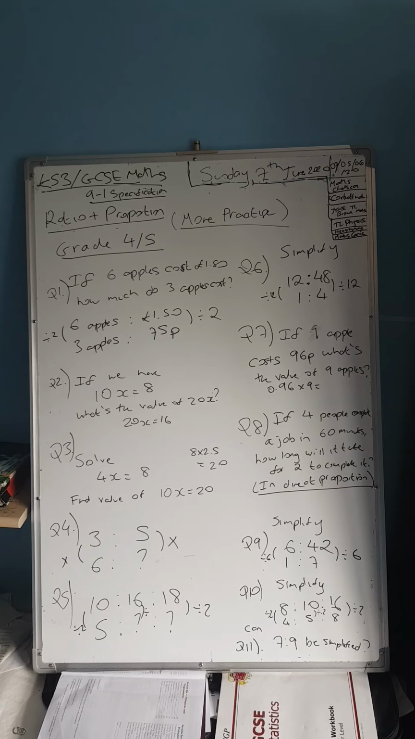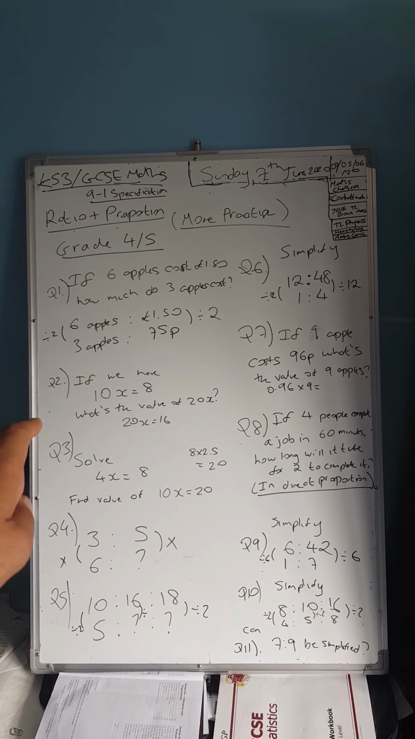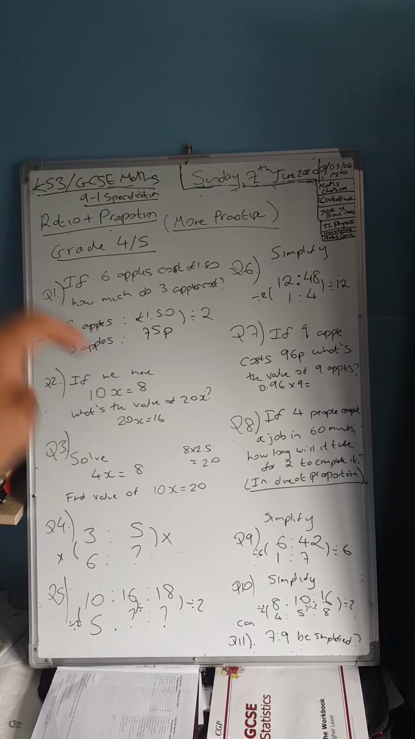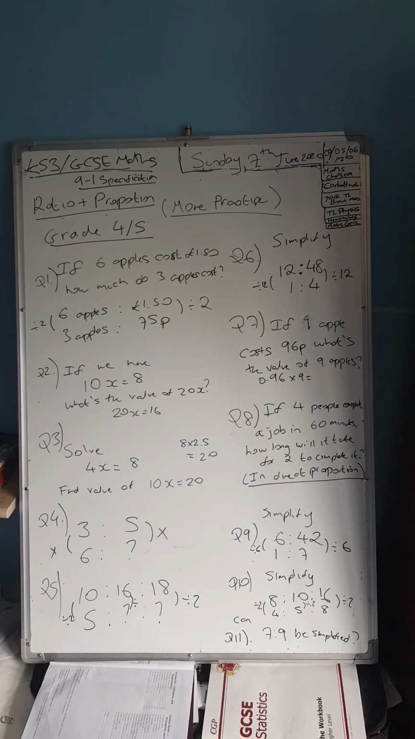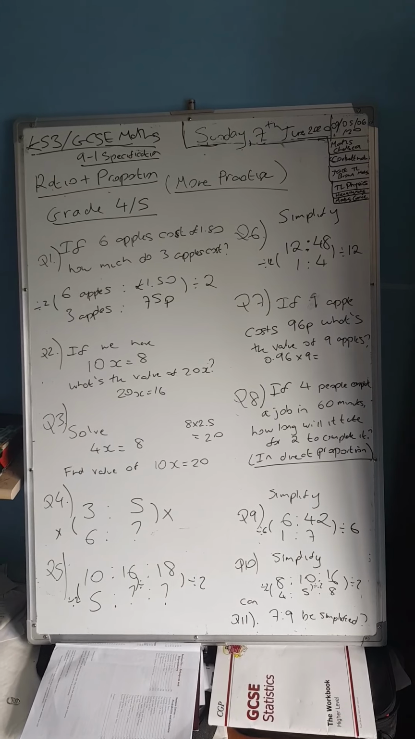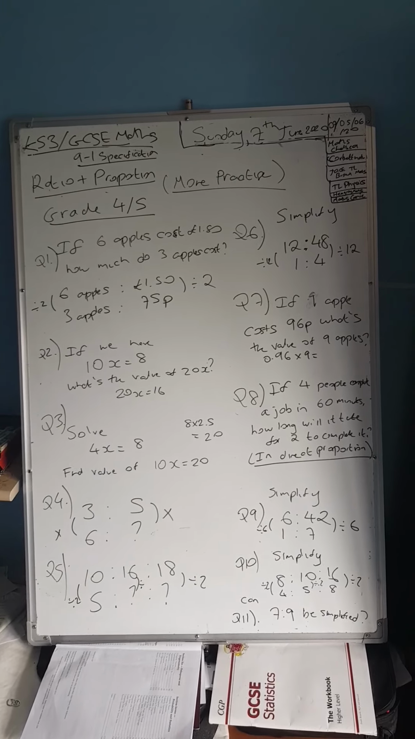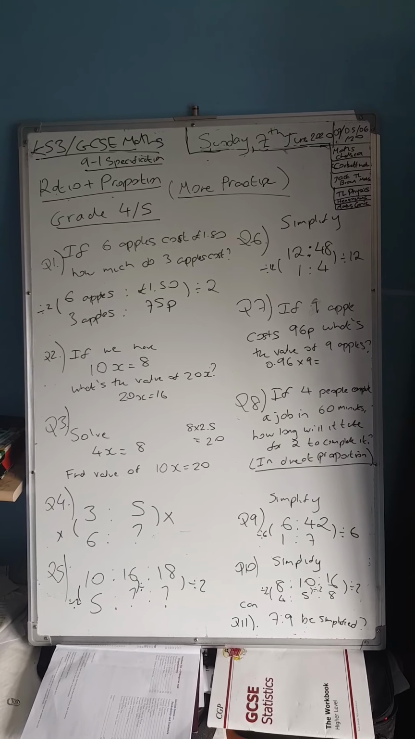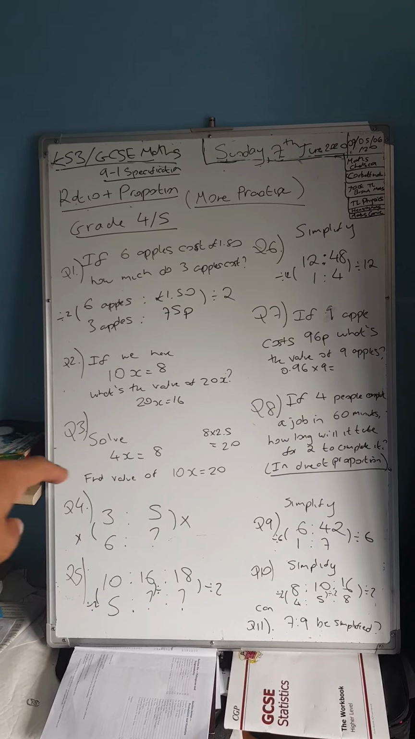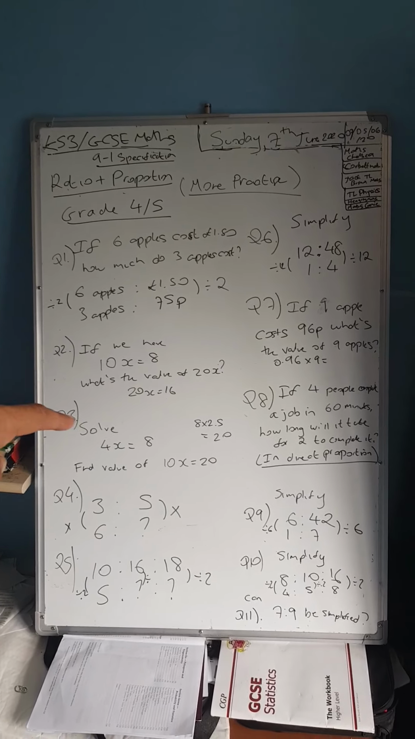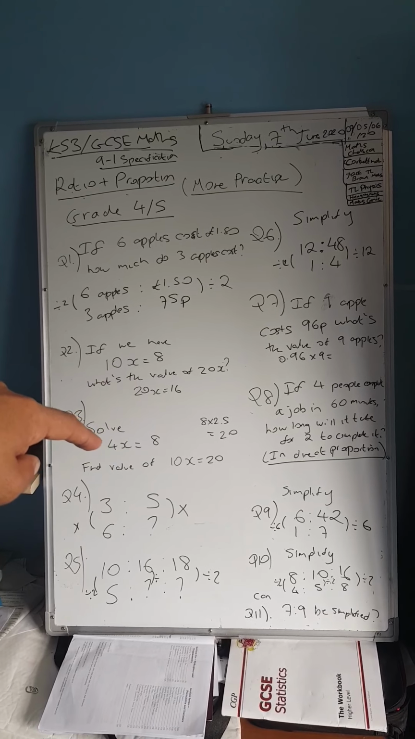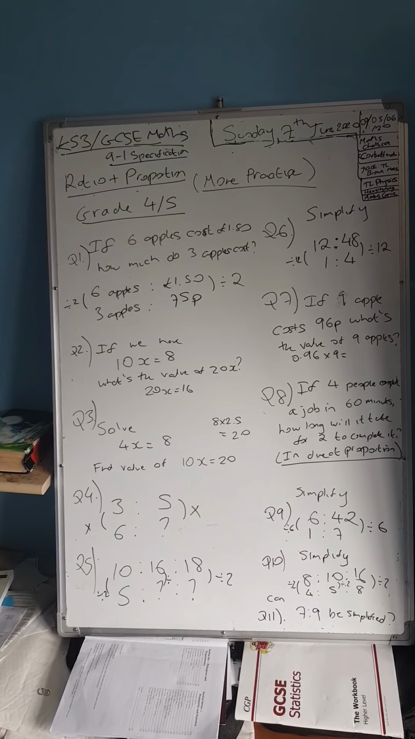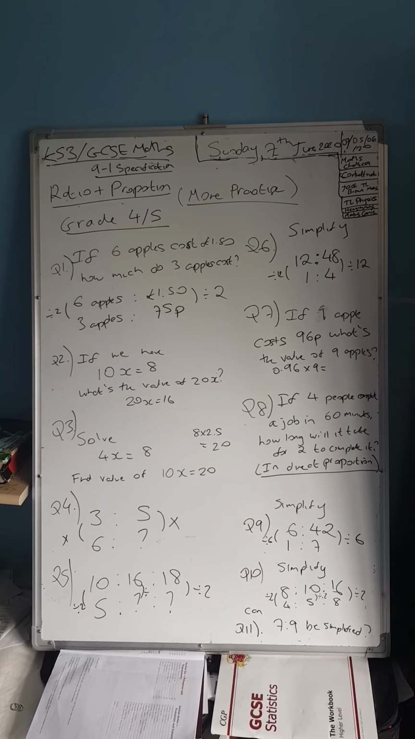Question 2, if we have 10x equals 8, what's the value of 20x? 10x times 2 gives me 20x, and 8 times 2 is 16, so the value of 20x is going to be 16. Question 3, solve 4x equals 8. 4x means 4 times x, so x equals 2. Divide top and bottom by 2. x equals 2. Find the value of 10x. So 4 times 2.5 gives me 10, and 8 times 2.5 gives me 20. So my answer will just be 20.